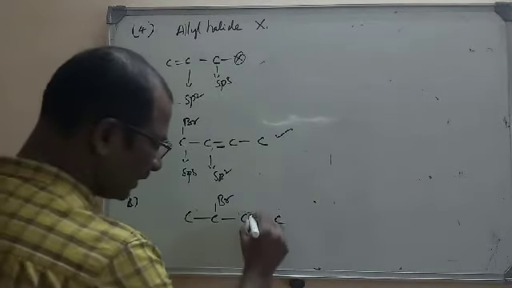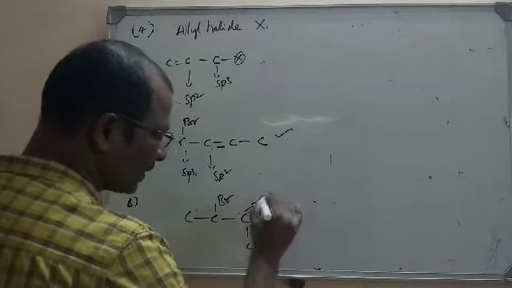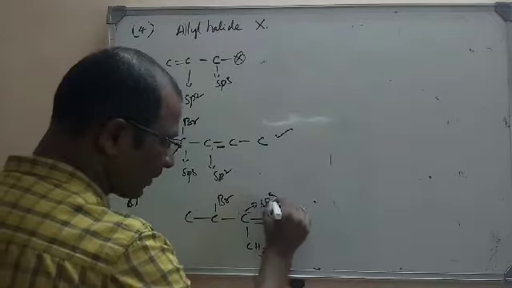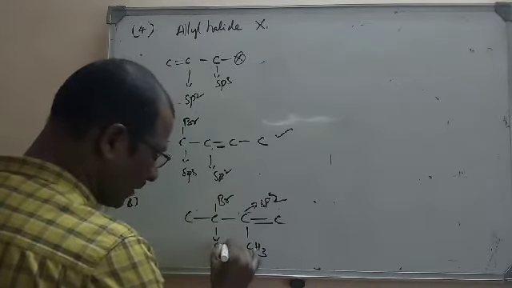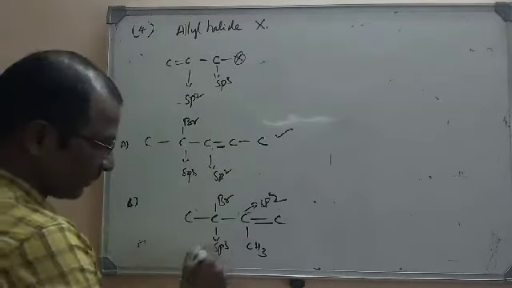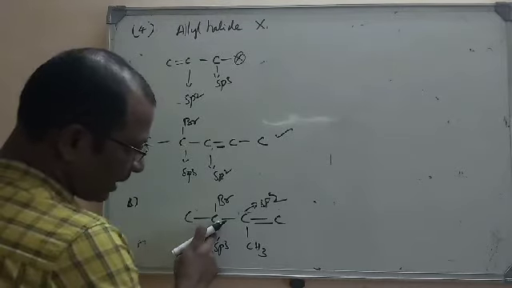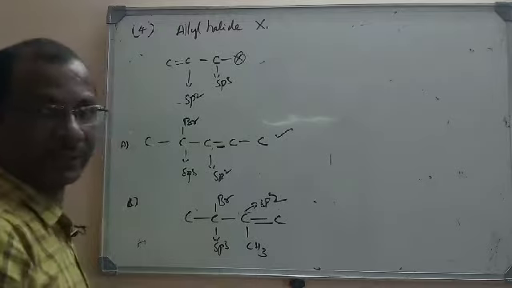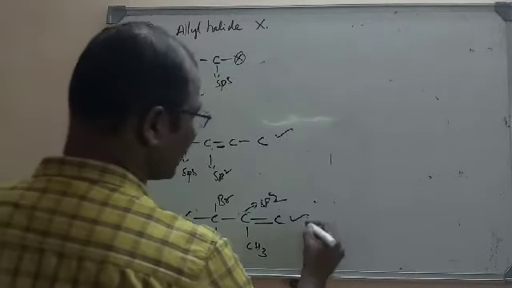Clearly here this carbon is sp3 hybridized, here it is sp2 hybridized, and here this carbon is sp3 hybridized, a saturated carbon. So a saturated carbon has a halogen and that carbon is bonded to an sp2 carbon. So it is also an allylic structure.